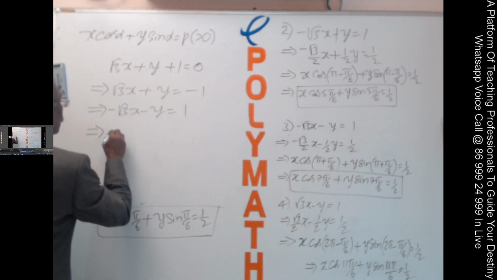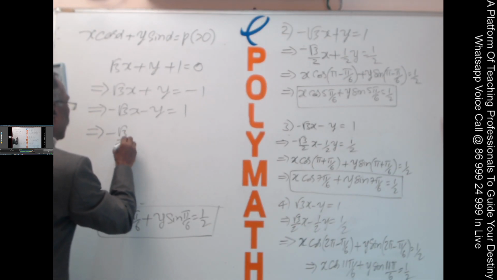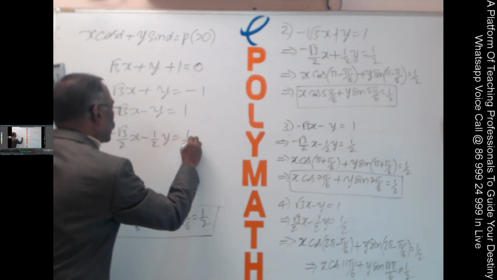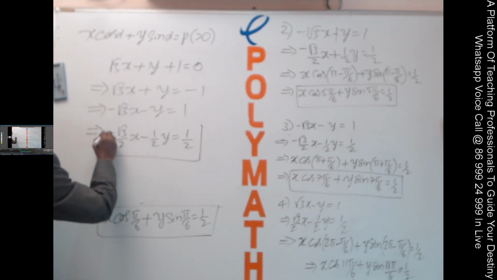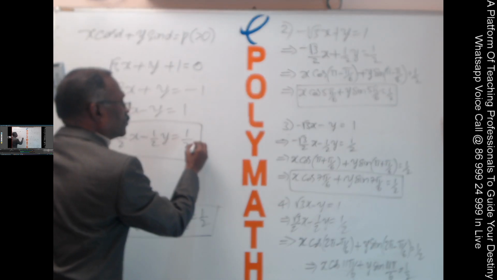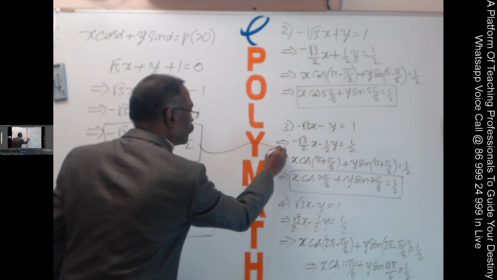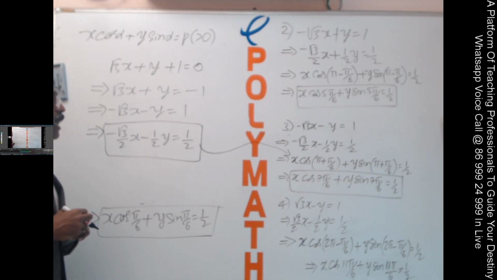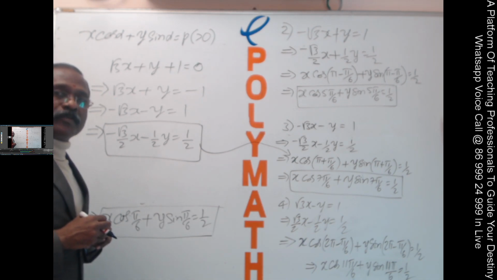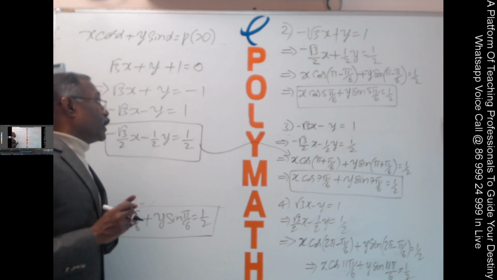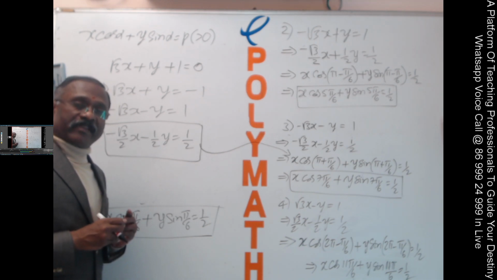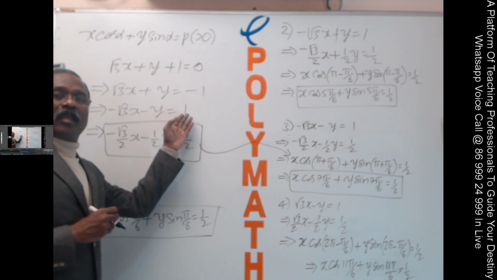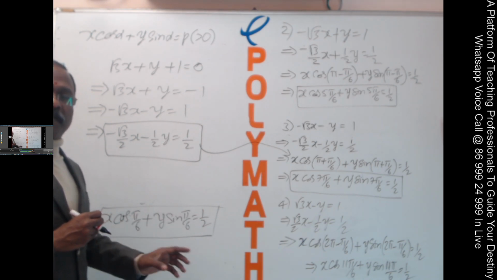Now, minus root 3 by 2x minus 1 by 2y is equal to 1 by 2. This comes under this form now. That goes under that form now. So what is the point to be noted? Always keep RHS positive.